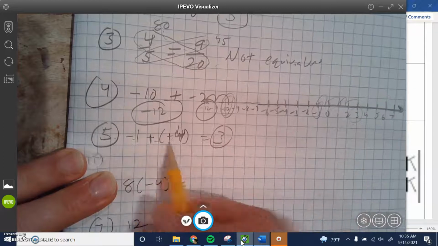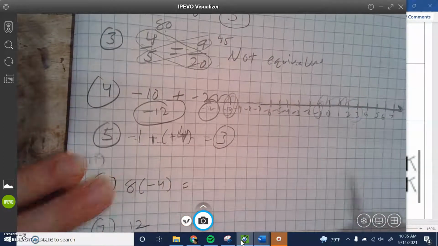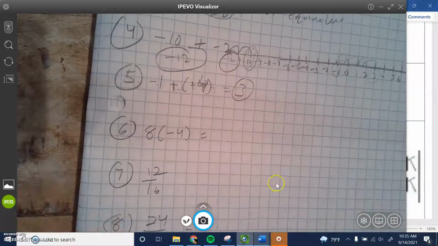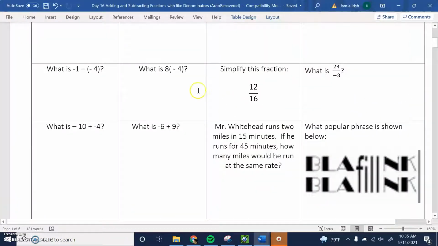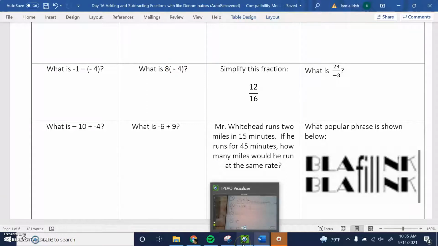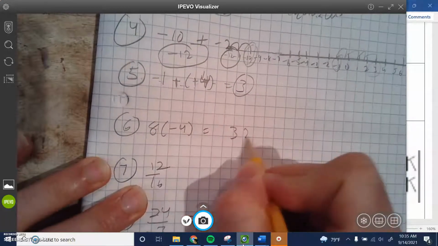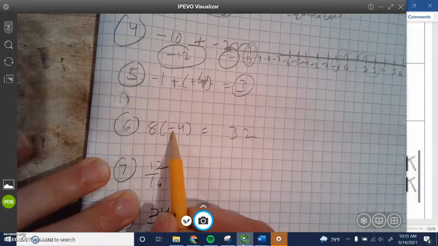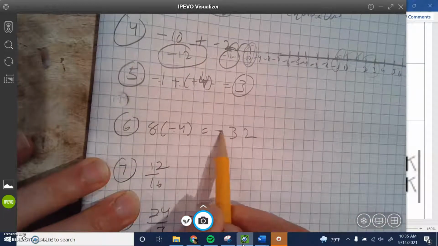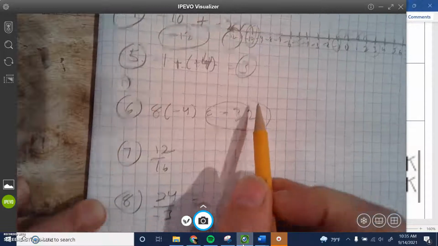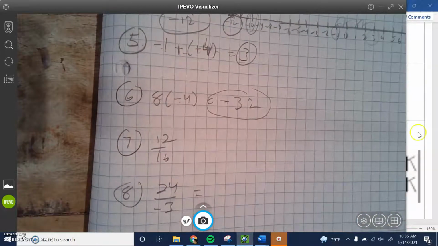Got it. So you add the opposite. Start on -1. Move 4 to the right. There we go. Next one. Okay, let's see. 8 times -4. Woo, no calculator. Do you know the times tables? Let's see. Yeah, 8 times 4 is 32. And a positive times a negative is a negative. -32. Got it. All right, keep it going.